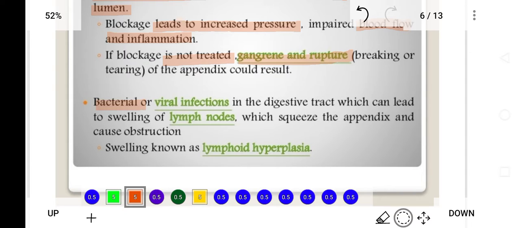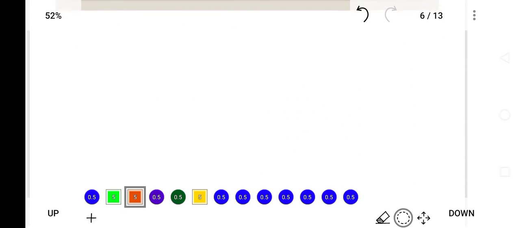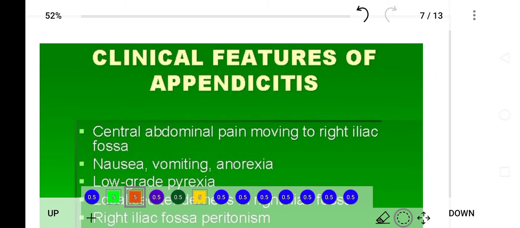Bacterial causes are also there. Viral infections of the digestive tract can cause appendicitis by leading to swelling of lymph nodes. When lymph nodes are swollen, they squeeze the appendix and obstruct its lumen, which leads to appendicitis. Swelling of the appendix is known as lymphoid hyperplasia, and that condition creates appendicitis. So appendicitis is acute inflammation.